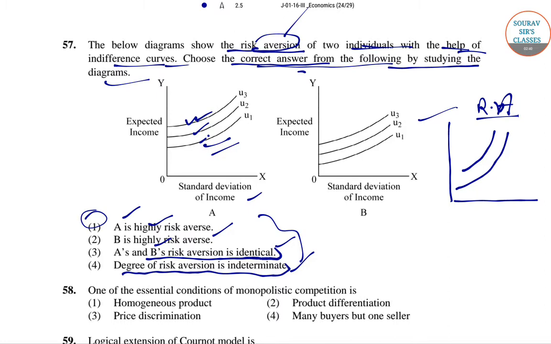Now how do we understand who is highly risk averse? We just look at the curves, as you can see, the one which lies above tends to be more risk averse. So as this lies below this, we can state that this is more risk averse as compared to this. So for question number 57 the right answer is option 1.